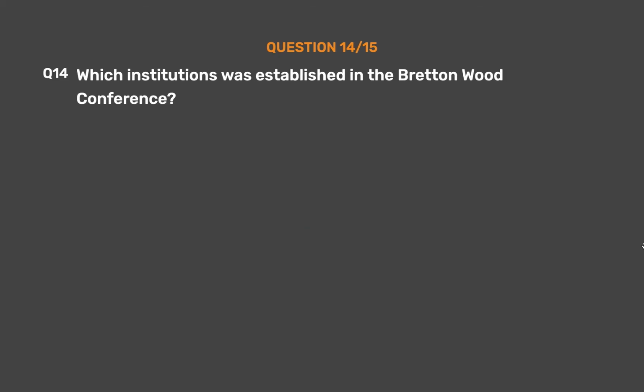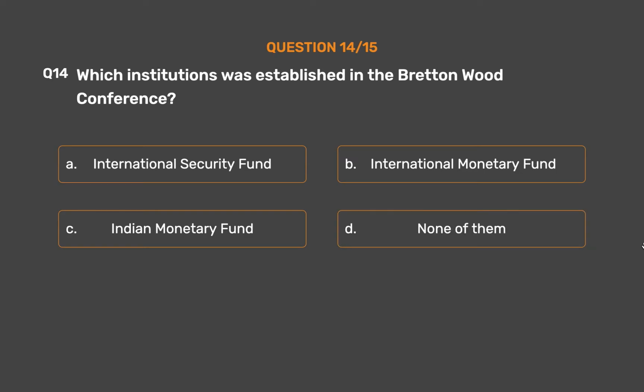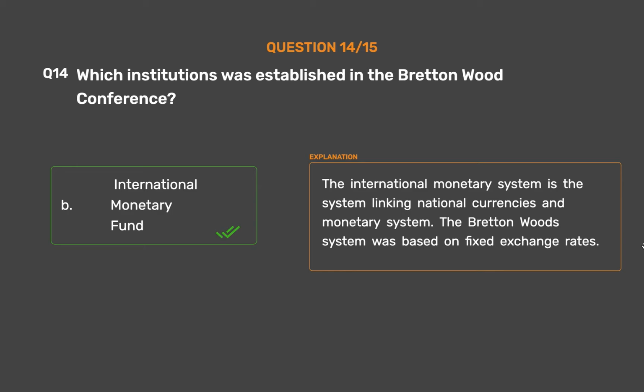Question number 14. Which institution was established in the Bretton Woods Conference? Option A. International Security Fund. Option B. International Monetary Fund. Option C. Indian Monetary Fund. Option D. None of them. The correct answer is Option B. International Monetary Fund. The international monetary system is the system linking national currencies and monetary systems. The Bretton Woods system was based on fixed exchange rates.